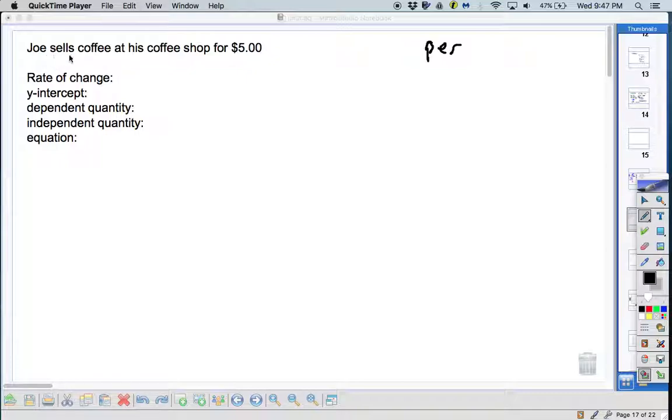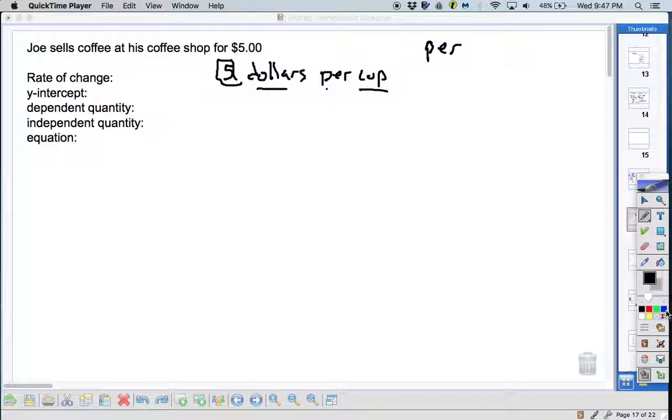So what you need to do is you need to rephrase this using the word per. So what I see is that we're selling coffee for $5. So I could re-say that as $5 per cup of coffee. Okay, so coffee is $5 per cup, or $5 per cup of coffee. So now I do have the same information, but I have this word per back in here. So now remember, our key information is going to be the number and then the two words that are around the per.